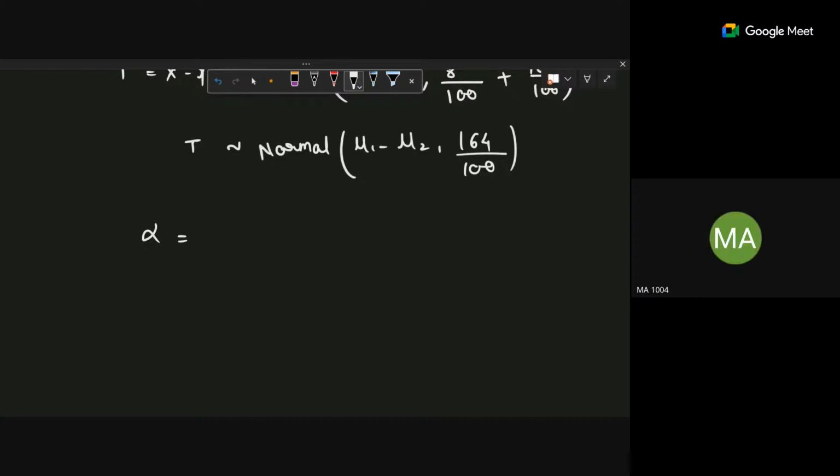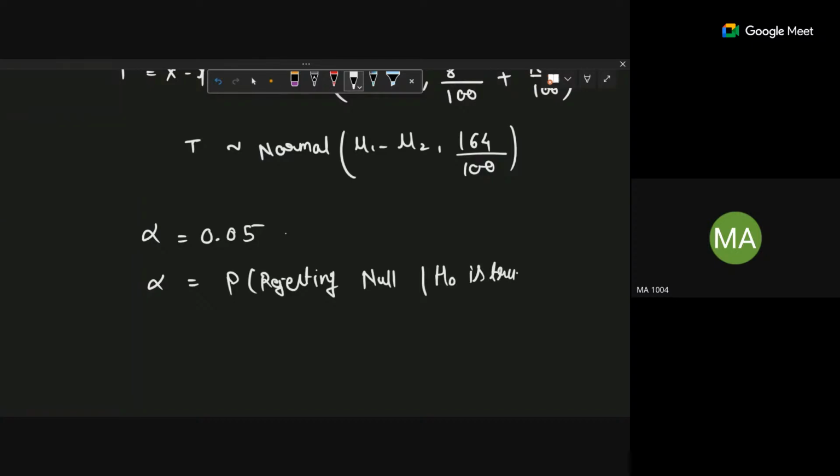So let's come up with the significance level, which they have given as 0.05, right? So alpha is what? Actually, the probability of rejecting the null, given that H naught is true.